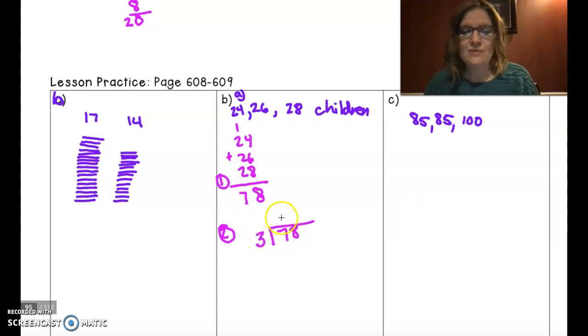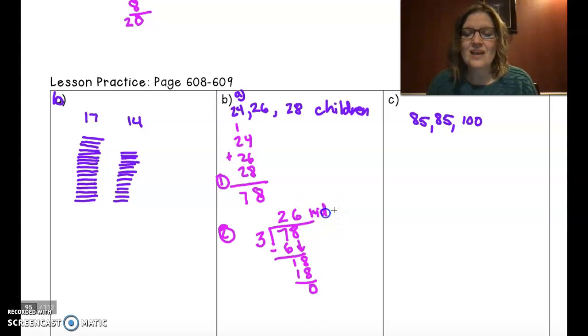7 can be divided by 3 2 times. 2 times 3 is 6. We subtract. We have 1. Now we bring down the 8. 18 divided by 3 is 6 times. 6 times 3 is 18. Guys, this is a happy ending. I love when things end all nice and even. So 26 kids is the average class size.